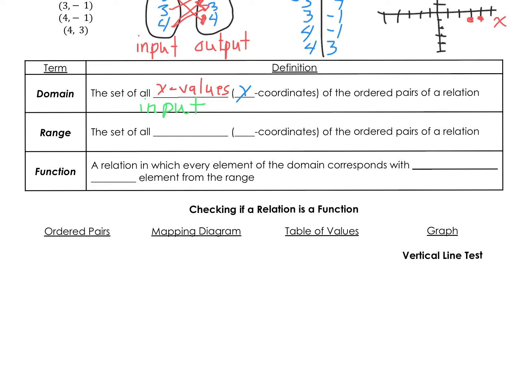Then the range is the set of all y values, which means that's the y coordinate of the ordered pairs of a relation. And this is our output.